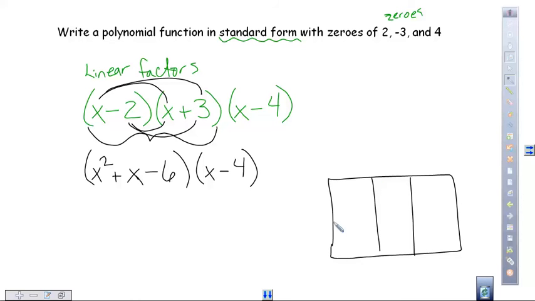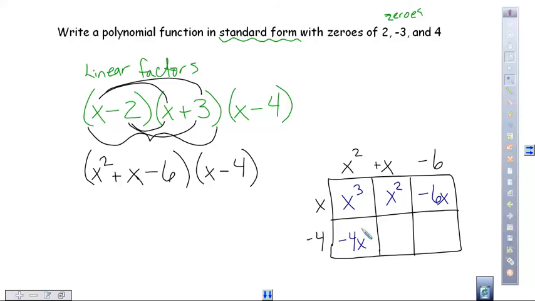This is where I tend to err on the side of caution. I do use the box method just to make sure I don't forget to distribute something. So x squared plus x minus 6 and x minus 4. So that's going to give me x cubed, x squared, negative 6x, negative 4x squared, negative 4x, and negative times negative is actually positive 24. I look for some like terms. I do have a couple of like terms here.